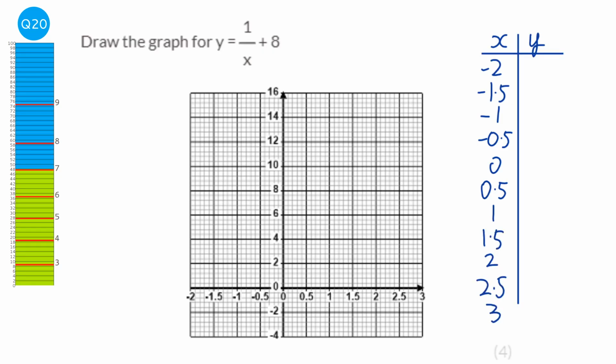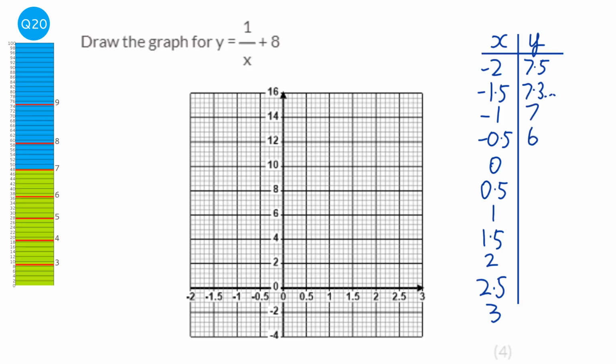and 3. Right. So we're going to start with -2, and we're going to type that into the calculator using this formula here. So we've got 1 divided by brackets -2 plus 8. When you type that in, you get 7.5. Could do the same thing with -1.5, and you get the answer of 7.3 recurring. Same thing with -1, you get 7, and -0.5, you get 6.